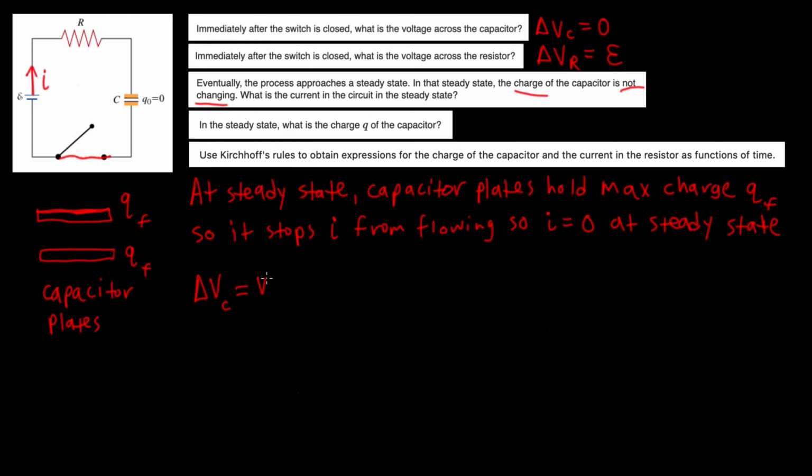And another thing to note about steady state is that remember that we initially said that the voltage across the capacitor at time equals 0 was 0, but now at steady state, the voltage across the capacitor is equal to the voltage of the battery, which is denoted with the EMF of the battery at steady state. And so the potential difference across these two capacitor plates is just equal to the EMF of the battery, or the voltage of the battery.